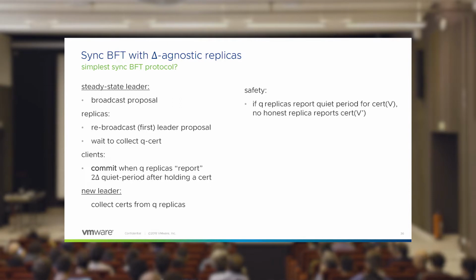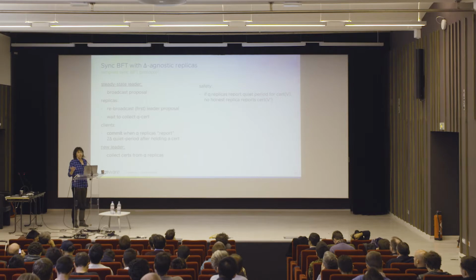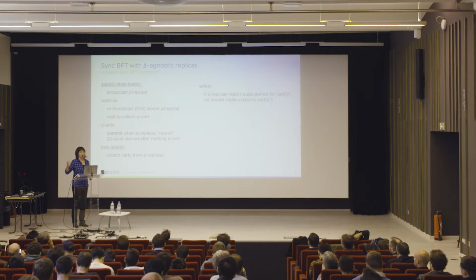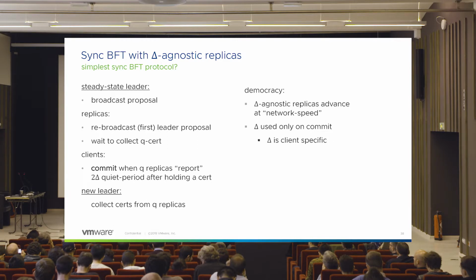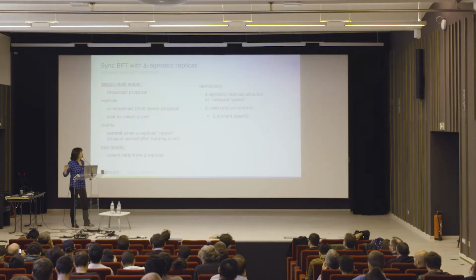I don't have time to get into it, but if you sit for 2 minutes, you can see that if any replica commits to a Q certificate, then no other replica could have even voted for any conflicting certificate. It's very clear to see that this protocol is live because it's only waiting ever for Q to participate, whatever Q is. And it's democratic. It doesn't use delta anywhere except in the commit conclusion, by delaying the commit conclusion at the end.